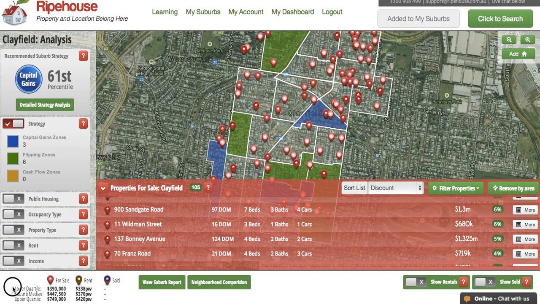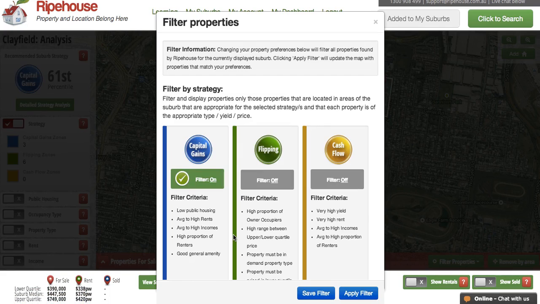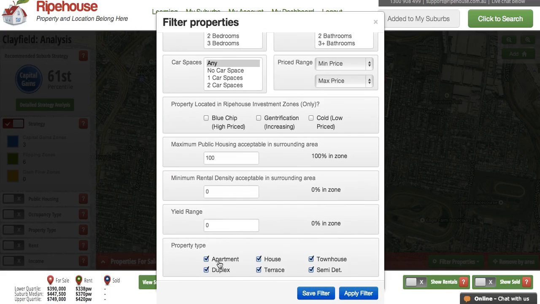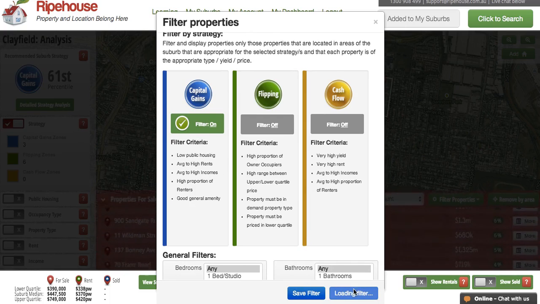I also want to get a feel down here in the left-hand bottom for the suburb median prices, because what we're going to do is take a lot of properties off the map that we're not interested in, and I want to see how that suburb median changes based on the properties that are left on the map. So I'm going to click on the filter properties. Let's filter by capital growth areas, and we can filter by houses or apartments. I'll leave that for now. I only want to show the properties that are located in those capital growth areas.